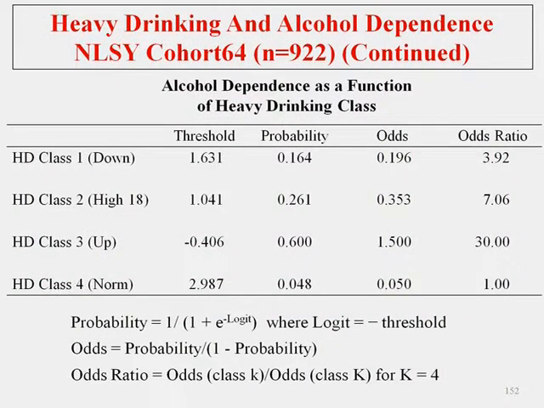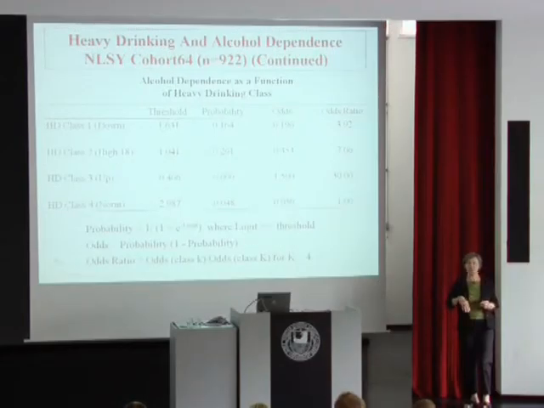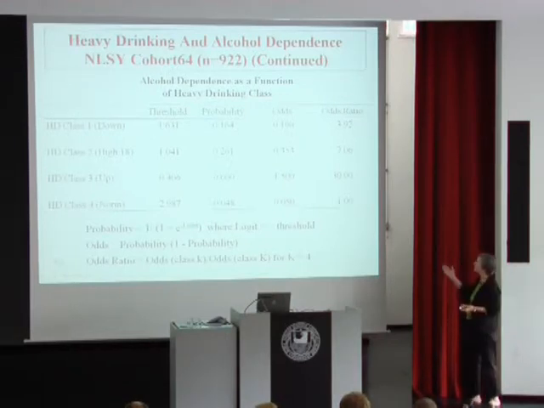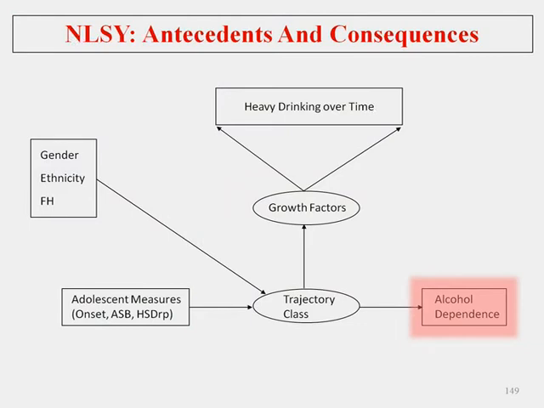So if, for example, you found classes that you believed represented alcohol problems or trajectories of heavy drinking, and you related them, and the class that you considered to have the worst heavy drinking related less to alcohol dependence than others, then you would wonder about whether you really have the classes right, or if the data are correct, if the data are reliable and valid. So this is this part of the model.